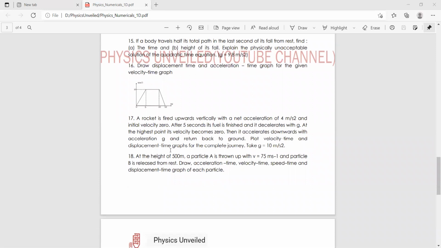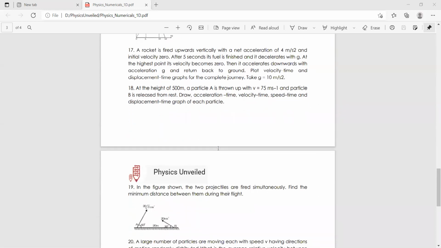Seventeen: a rocket is fired. Again, it's very important. There are two kinds of acceleration involved: one is the acceleration of the vehicle, and the second is the acceleration due to gravity. You have to find the time after which the particle comes back to the ground. At the same time, I have given you an extra load: draw the velocity-time and displacement-time graphs for the complete journey.